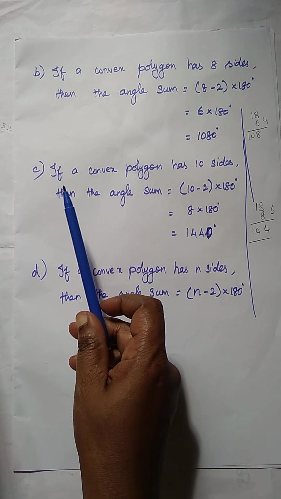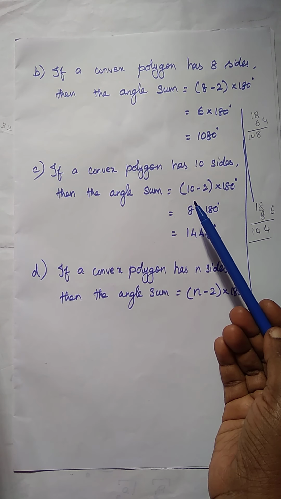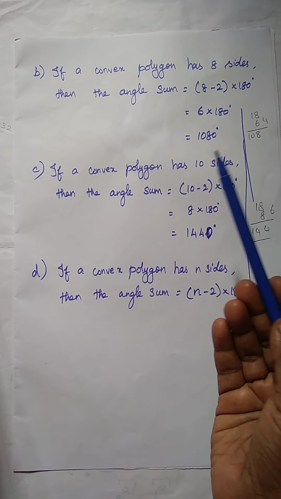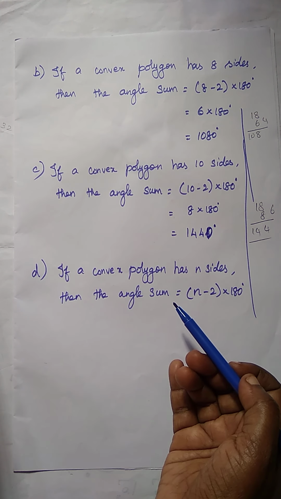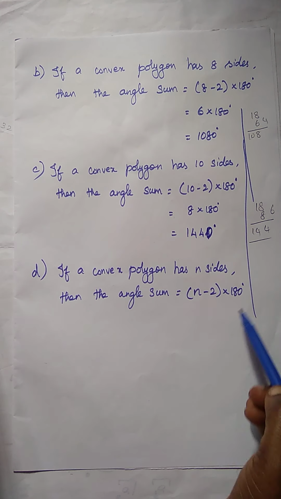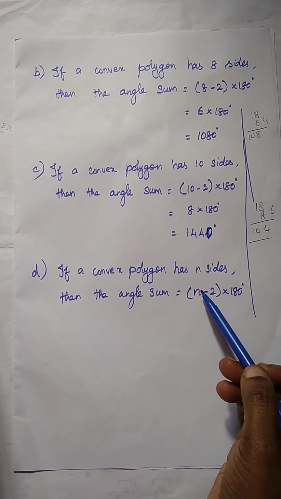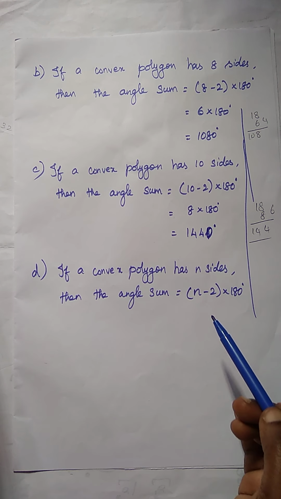Before that, in C and B, the number of sides is given. So 10 minus 2, 6 minus 2, 8 minus 2. Here the number of sides is n. This is a general format. Number of sides n, given a question, you apply this value for n.